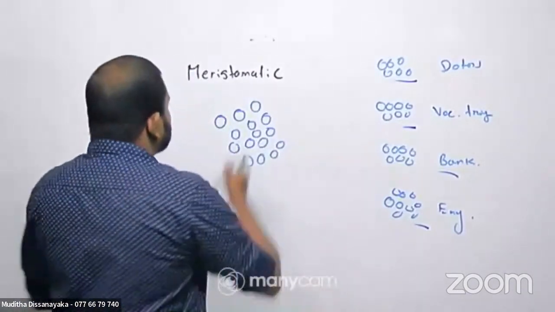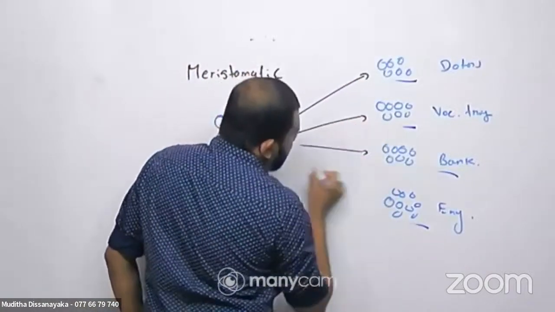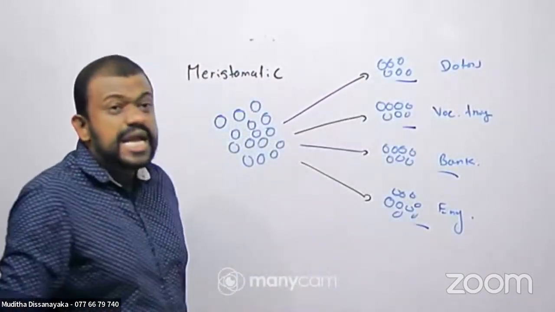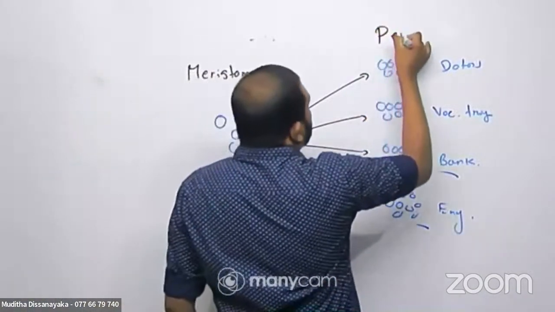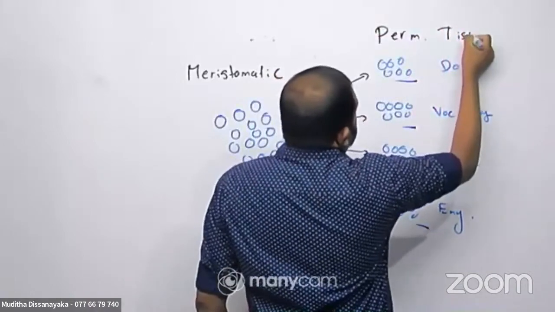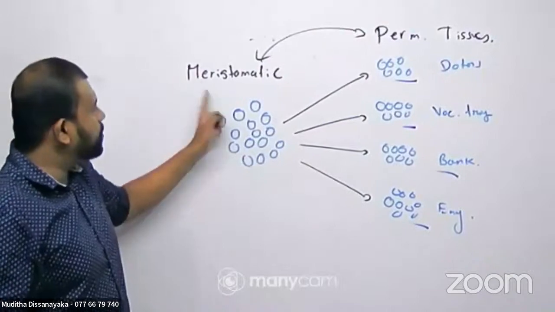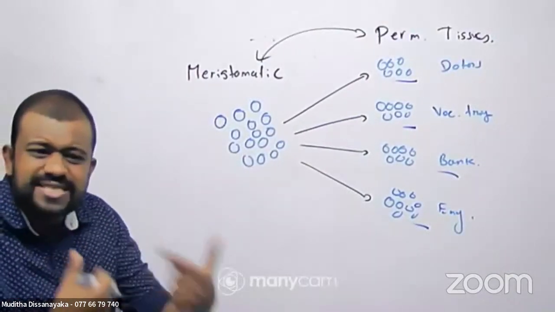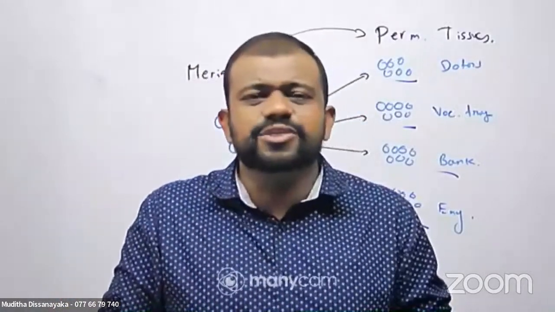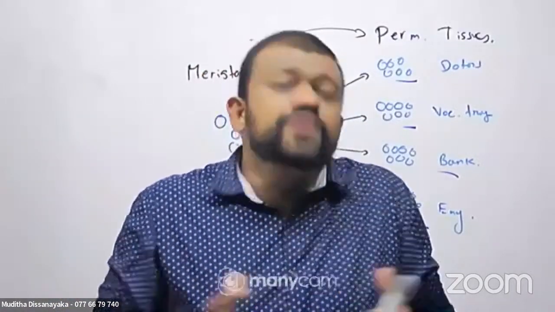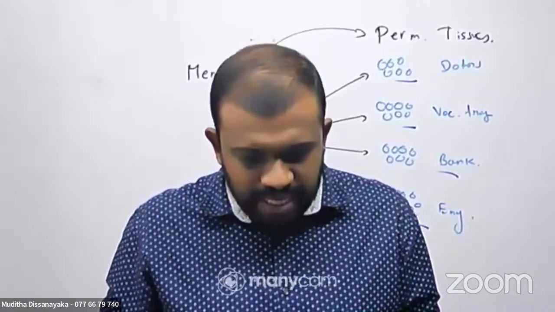Just like that, these meristematic tissues produce cells, then they are differentiated. And in the meantime, different tissues are formed in the plant body. They are known as permanent tissues. In a plant, we can find two types of tissues. First one, meristematic, their only function is dividing. And the second one is permanent tissues. Their function differs according to the place that they are. Did you understand?